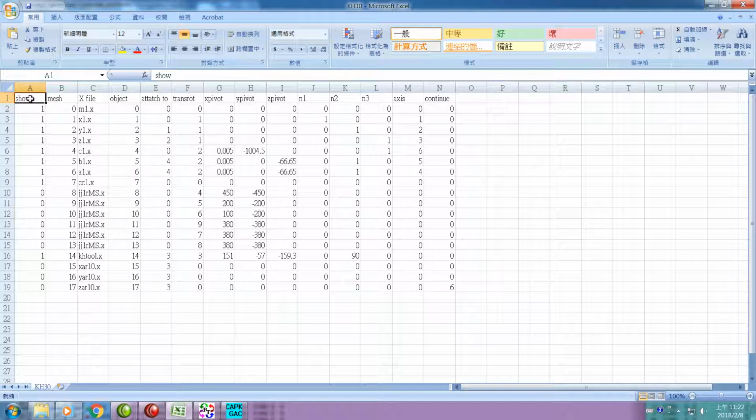The column shown in here is M1 to be seen. The 0 means this is hidden. For the tool, the show is 1, so you can see the tool. In here it is 0. That means the X AR 10 point X could not be seen on our system in the first moment.